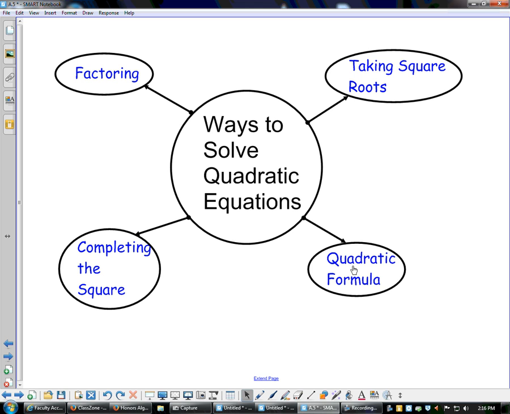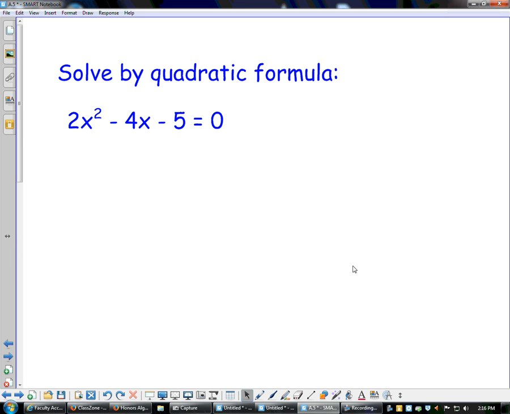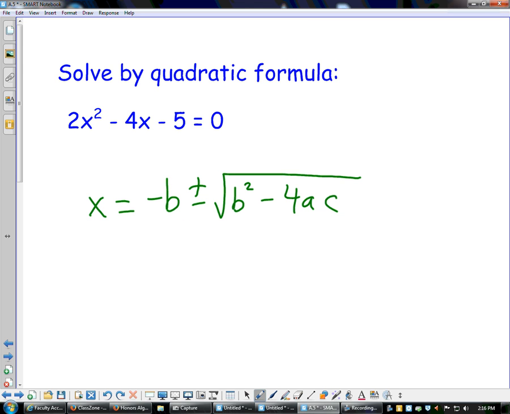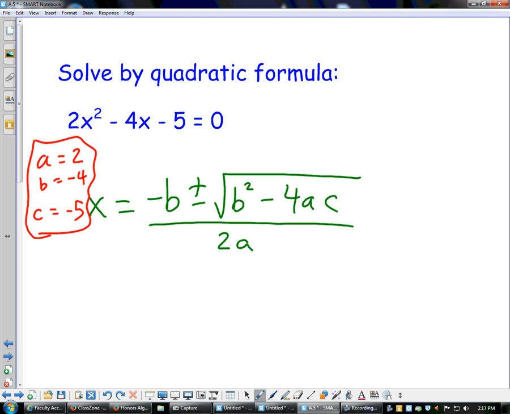And let's take a look at our last method, which is the quadratic formula. And so just a reminder of the quadratic formula. It is x equals negative b plus or minus the square root of b squared minus 4ac all over 2a. In this example, the a is 2, the b is negative 4, and the c is negative 5. So we would go ahead and plug those values in for a, b, and c.